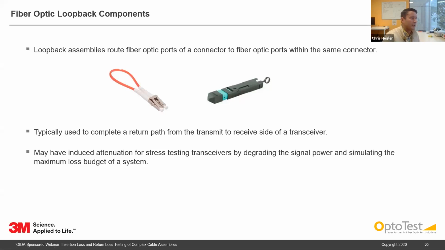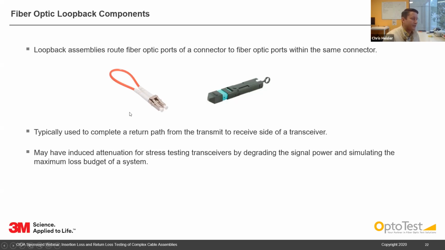Now moving on and looking at fiber optic loopback components. Loopback assemblies route fiber optic ports of a connector to fiber optic ports within the same connector. So here we have a duplex LC loopback. You'll see that this port just directly routes around to the opposite port. Now here's an MPO loopback, and on this, ports on one side of the connector will route to ports on the other side of the connector.